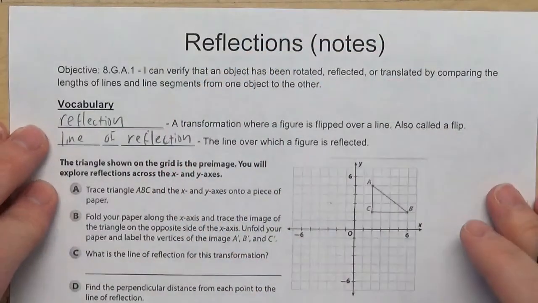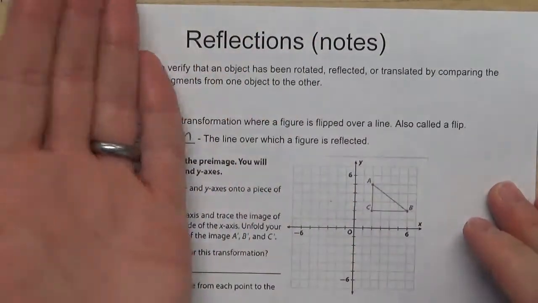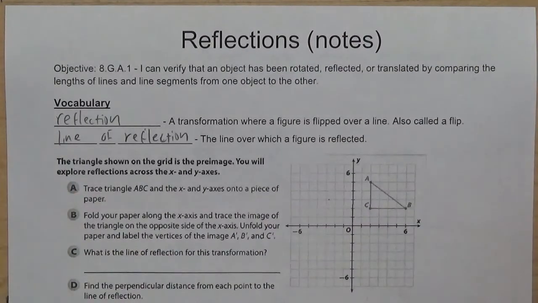It's different if I take my hand and pick it straight up and flip it over, like that, or if I have it here and I flip it to over there. That's a different line of reflection, a different mirror point, basically, that you flip that figure over.